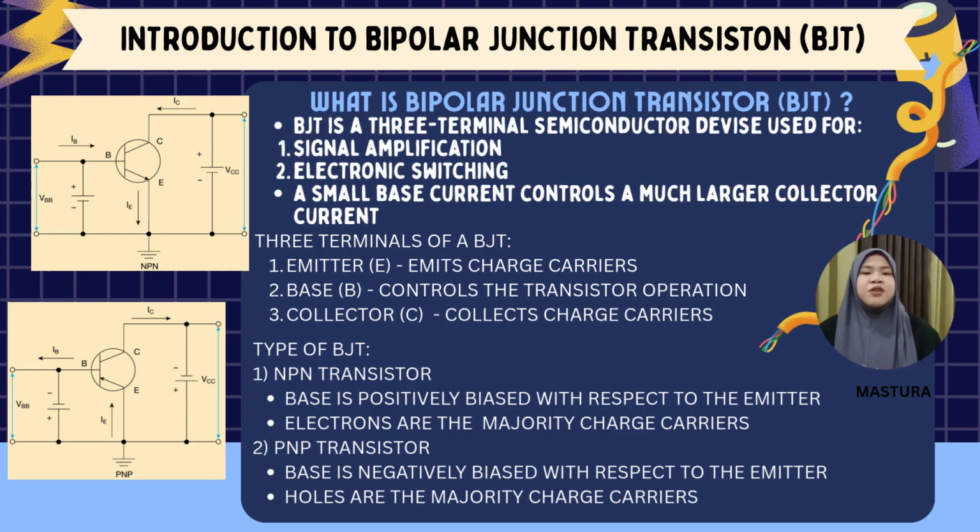There are two types of BJTs, namely NPN and PNP transistor. In an NPN transistor, the base is positively biased with respect to the emitter, and electrons are the majority charge carriers. And next, in a PNP transistor, the base is negatively biased with respect to the emitter, and holes are the majority charge carriers. Although both transistors perform the same basic functions, they differ in the direction of current flow and their biasing condition.